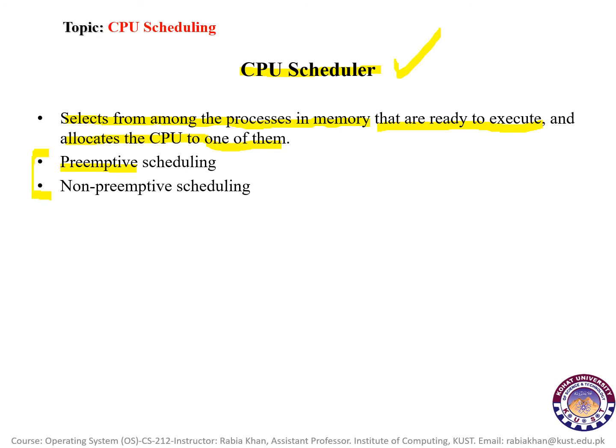While the other type of scheduling is non-preemptive. That means the CPU scheduler does not have the capability to stop the running or executing process and take the CPU from it by force. In preemptive scheduling, it takes the CPU from the executing process by force, by stopping it in the middle. While in non-preemptive, the process which is executing on CPU is allowed to complete its CPU cycle.